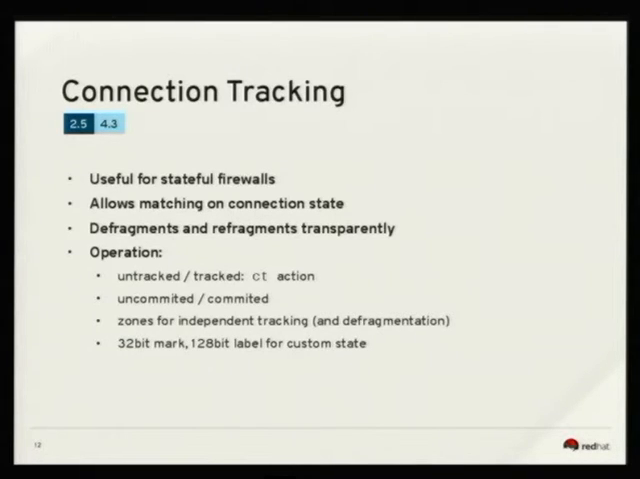For this to work, OVS has to defragment packets on ingress and refragment them again when they go out. This is transparent, you don't have to care about that. This just happens. So the theory of operation is that the packet can be in two states, either untracked or tracked. Initially, every packet is untracked. And it becomes tracked when you execute the CT action, CT for conntrack or connection tracking, on that packet.